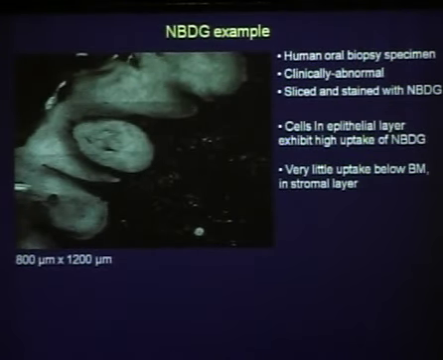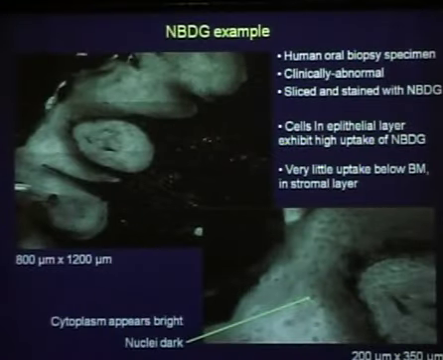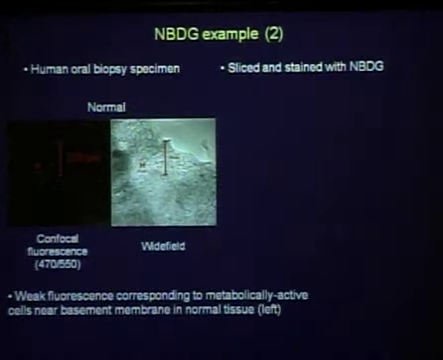So what we did was we applied this topically to an abnormal oral biopsy, and then we sliced the oral biopsy and we looked at it under the fluorescence confocal microscope. Here is the epithelium, and here is the stroma. And what you see is that here the entire dysplastic epithelium is taking up the contrast agent, and you see the dark nuclei because this contrast agent is localized to the cytoplasm. So here's the dark nuclei with the cytoplasmic uptake of the fluorescently labeled deoxyglucose.